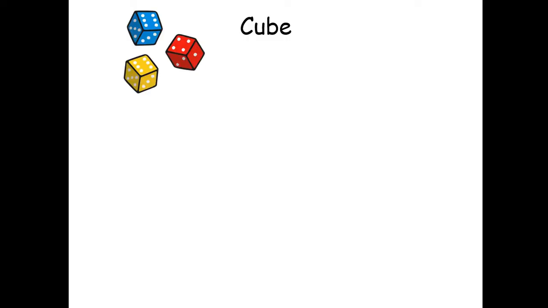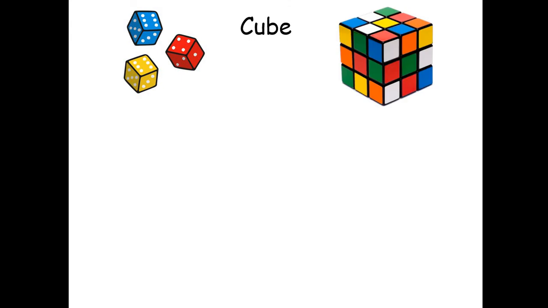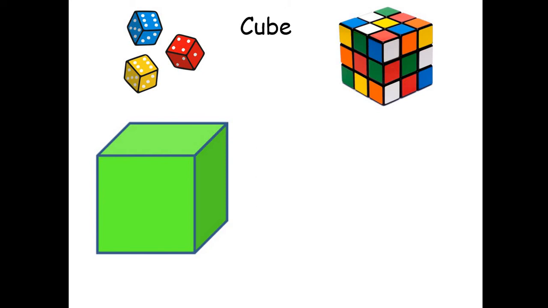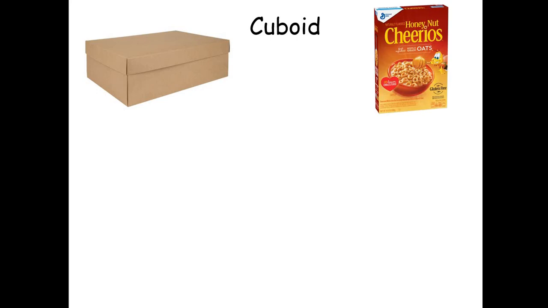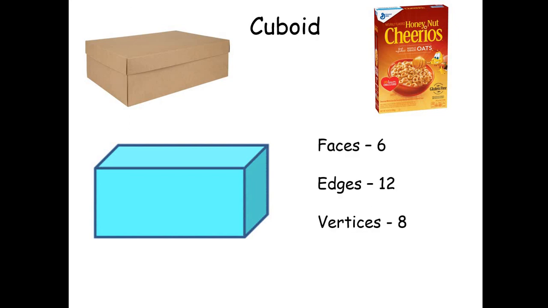So now we've watched that, let's have a look at a cube. Now, examples of cubes are things like dice or a Rubik's Cube. So a cube has 6 faces, 12 edges, and 8 vertices. A cuboid, like a shoebox or a box of cereal, will have 6 faces, 12 edges, and 8 vertices.